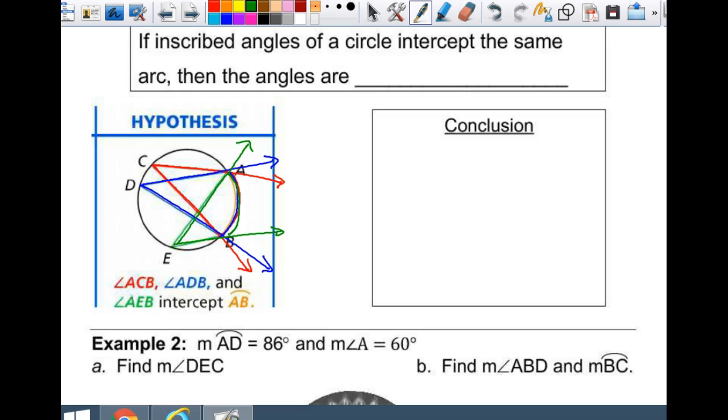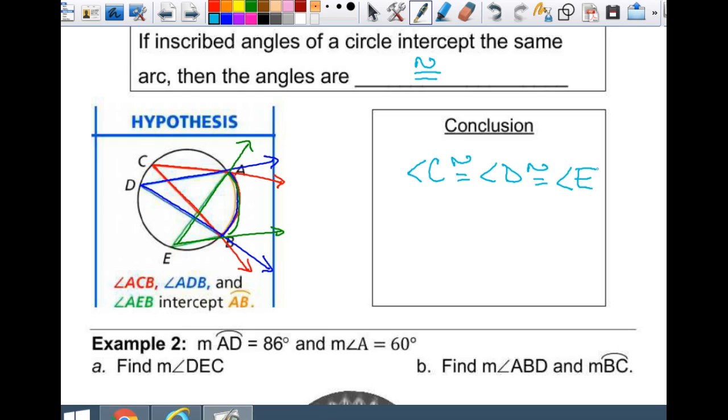So each one of those angles are inscribed angles. So they're all half of their intercepted arc, and they all intercept the same arc. So what do you think has to be true about all the angles? They're congruent. Good. So all of the angles are congruent. So my conclusion can be that angle C is congruent to angle D, which is congruent to angle E.